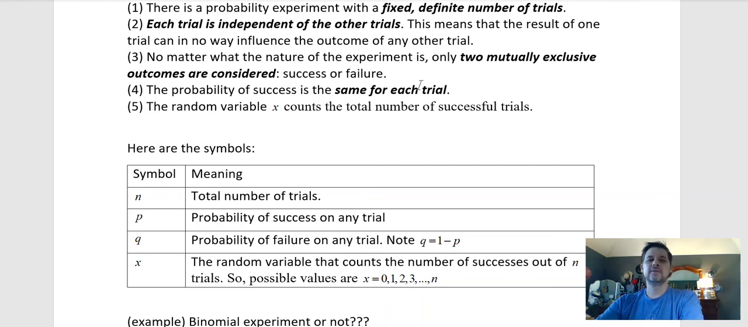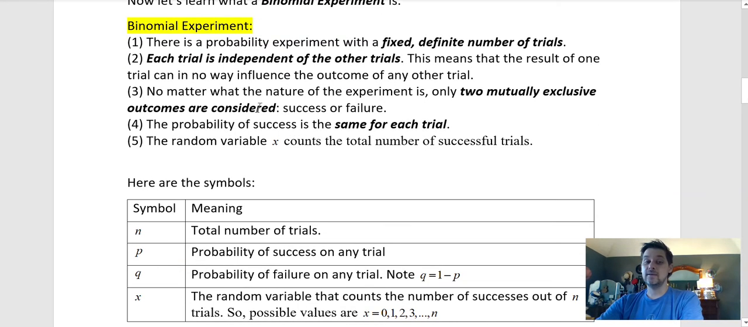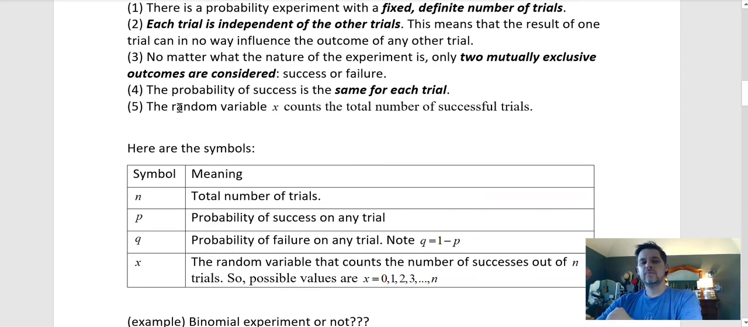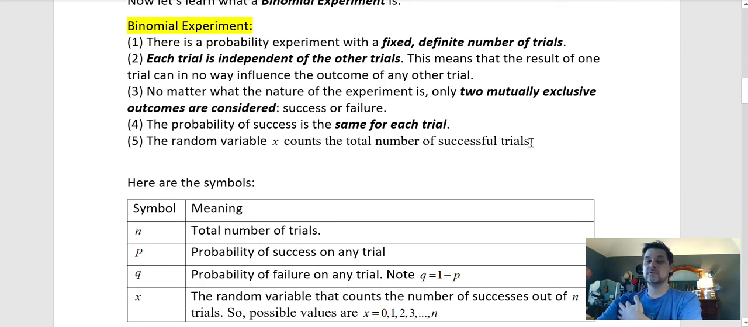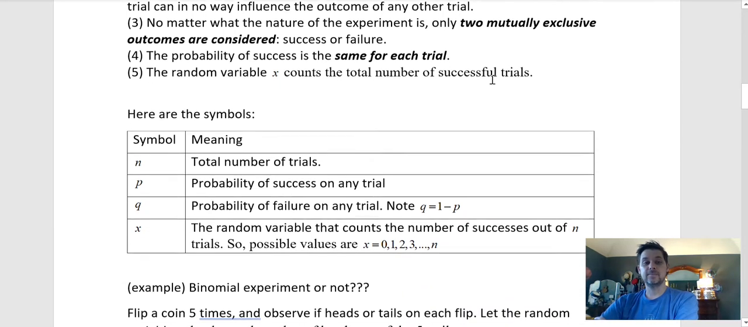All right. So in a binomial experiment, same thing. The probability of success, whatever you consider success to be, is the same for each trial. It does not change. Now, the random variable aspect of this is X, and we'll say it counts the total number of successful trials out of how many there are. Remember I said there's got to be a fixed, definite number of trials. It can't be open-ended, all right?